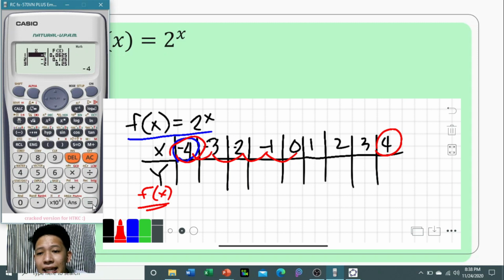And then, lalabas na po dyan yung ating mismong table of values to where if our value of x is negative 4, the function value is 0.0625. And then, if x is negative 3, then our function value is 0.125. If x is negative 2, that's 0.25. And so on and so forth, hanggang makarating kayo dun sa end ng inyong table of values.